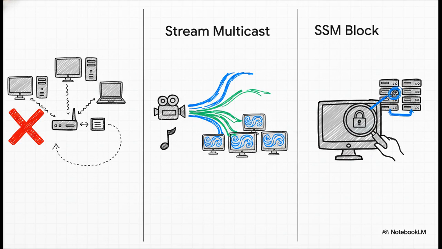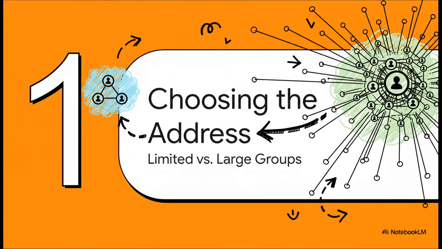Let's look at how a few of these actually function in the real world. The local network control block, for example, is strictly for traffic within a single network. In fact, routers will literally refuse to forward these packets. But remember that live cricket match we talked about? That relies on the stream multicast block, which handles all that heavy multimedia traffic like audio and video. Meanwhile, the SSM block is just brilliant because it lets the receiver terminal say exactly which source it wants to pull the stream from.